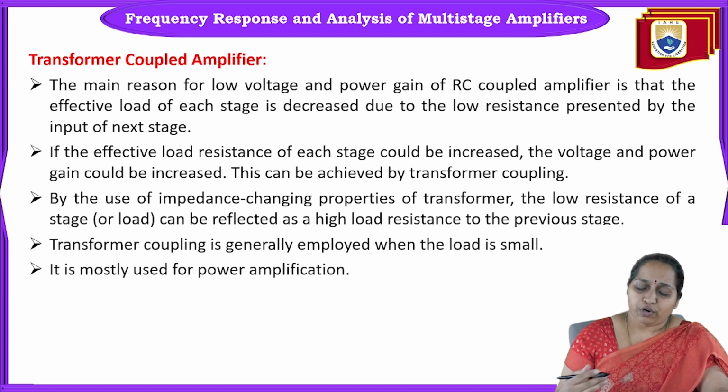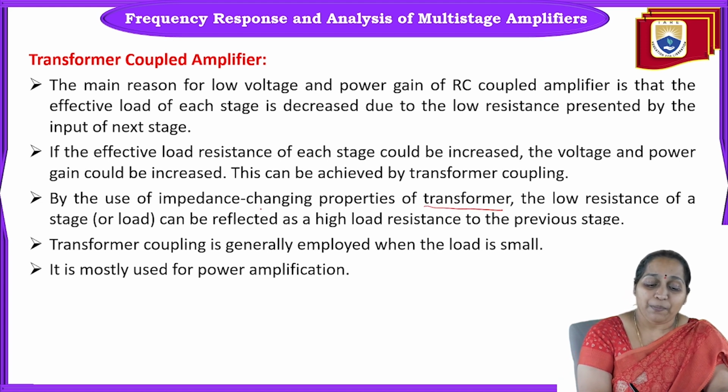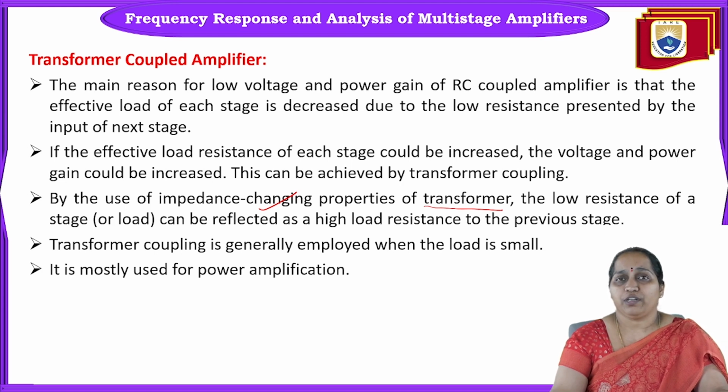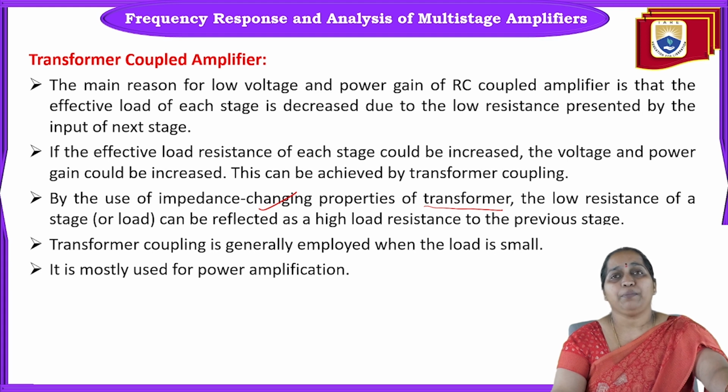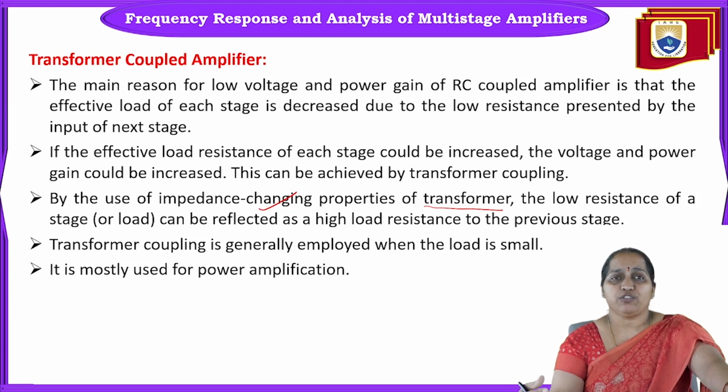What happens by using a transformer coupled amplifier is that the transformer has a specific property called the impedance changing property. By using this property, the load resistance of each stage, which is less because of the shunting effect, can be reflected as a high load resistance to the previous stage. That is, you are simply increasing the load resistance of each stage, which was reduced because of the shunting effect of the next stage in the case of the RC coupled amplifier. Here we overcome the difficulty by making use of a transformer, which has the impedance changing property, to increase the load resistance of each stage.